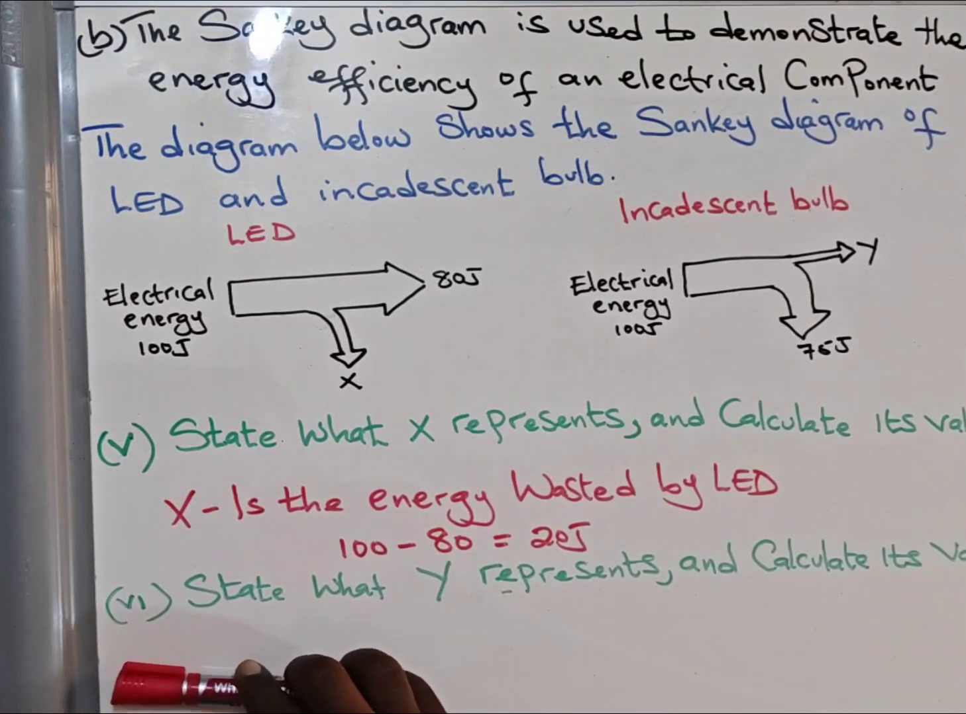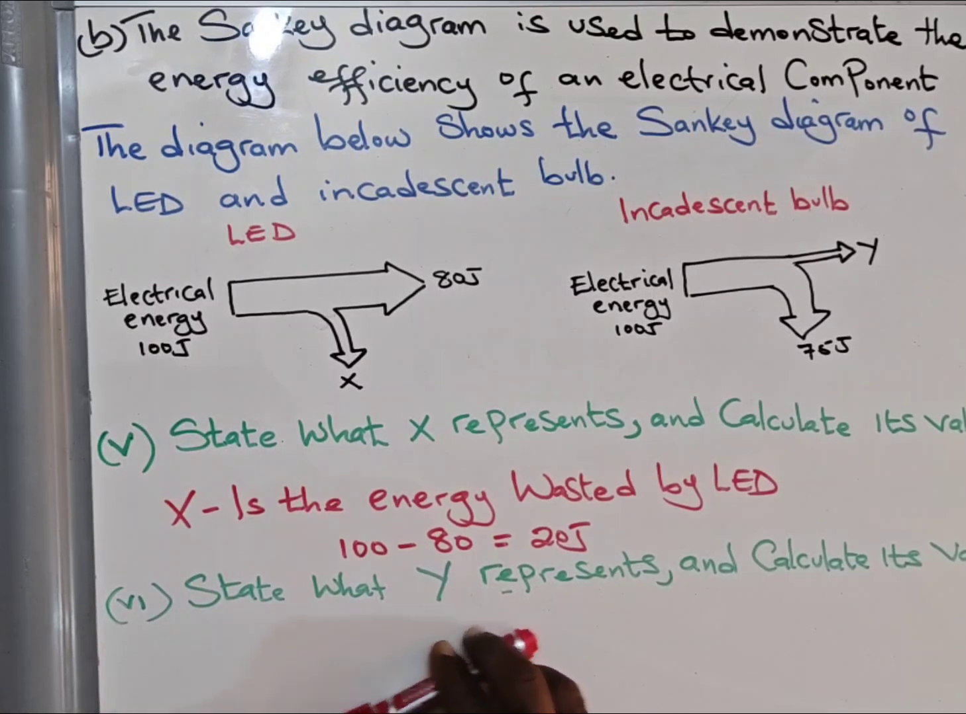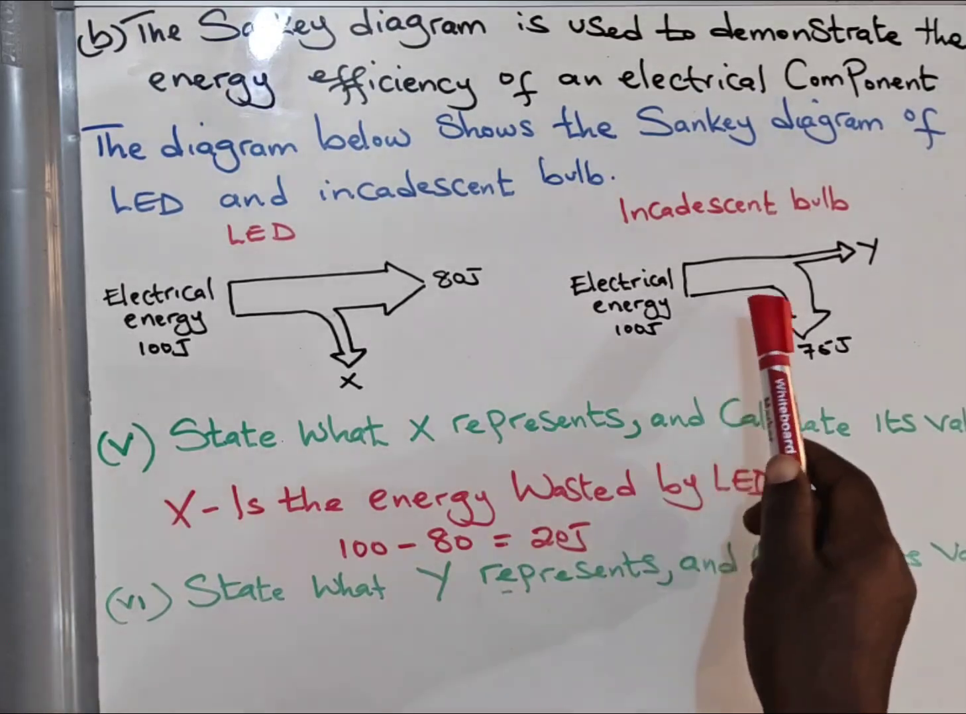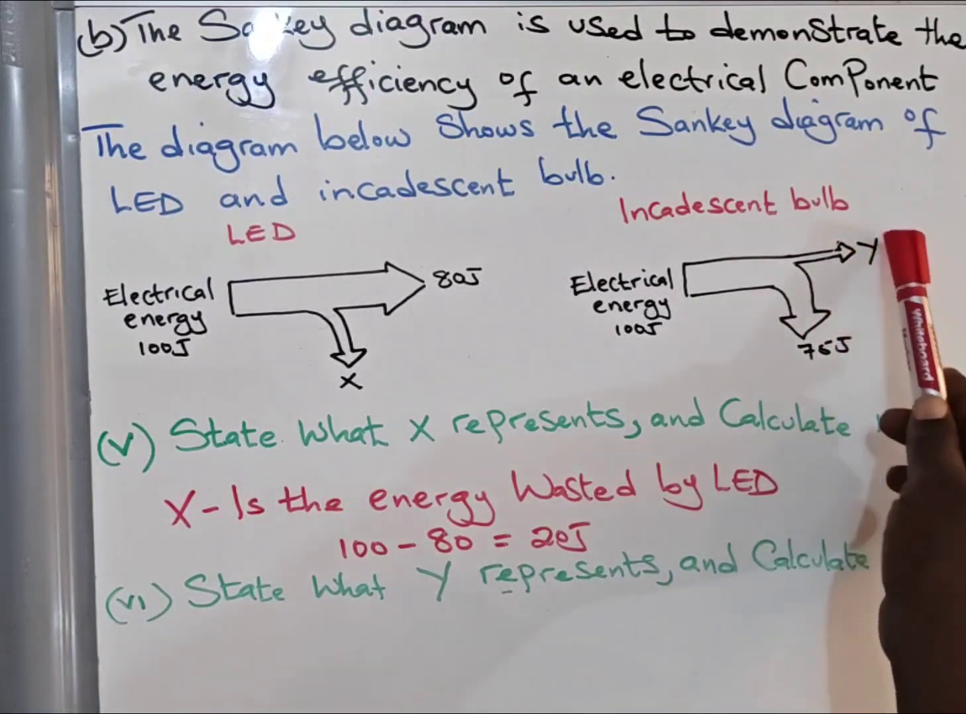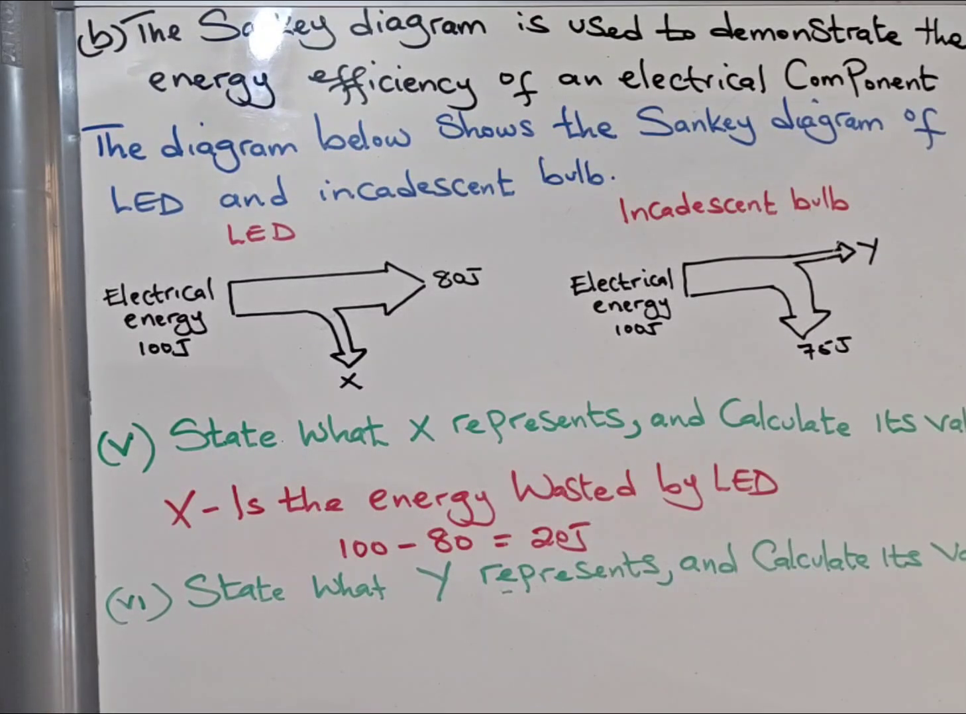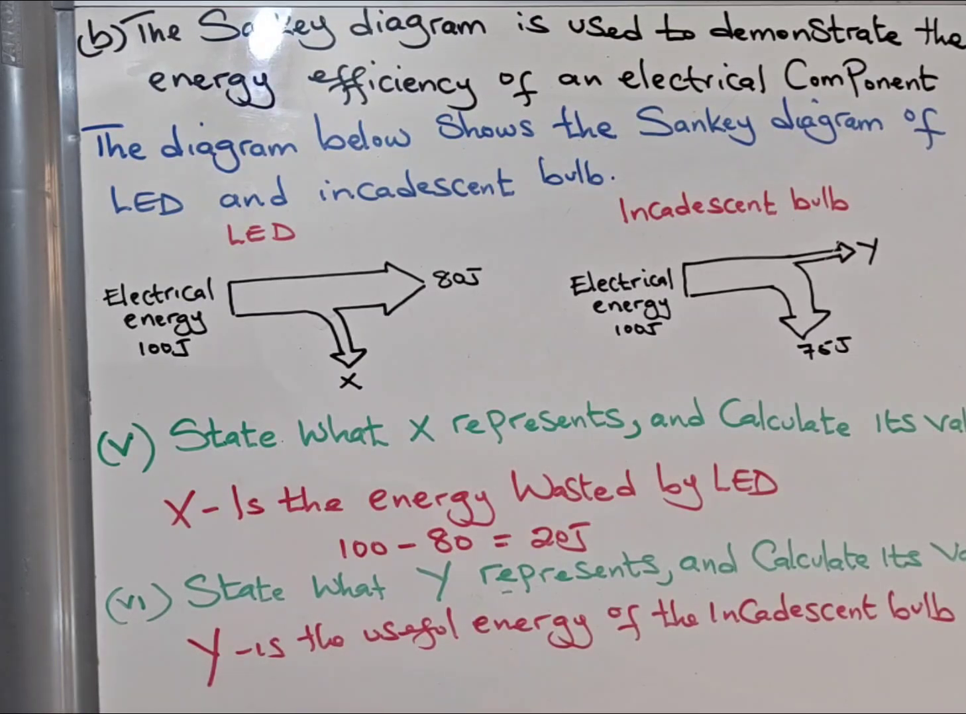Then we come to this one. It says, state what Y represents and calculate its value. This is our Y. Y represents the useful energy of the incandescent bulb. It's the useful energy of the incandescent bulb. And how do we get its value? It's going to be the energy input minus the energy wasted. What you get is going to be Y, which is the useful energy, and it is 25 joules.